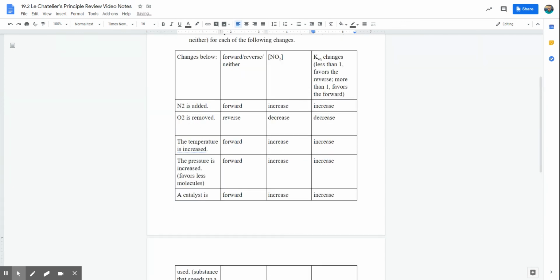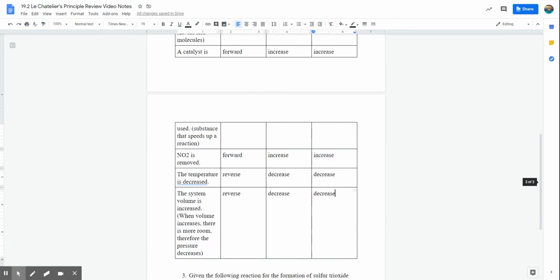So your data table will look something like this. Again, you can access this document after I'm done with this video, but just go ahead and review it. Make sure you understand this.